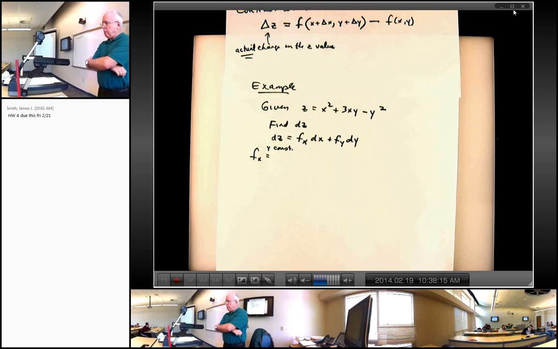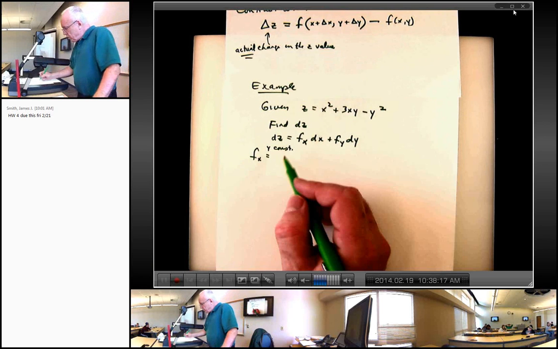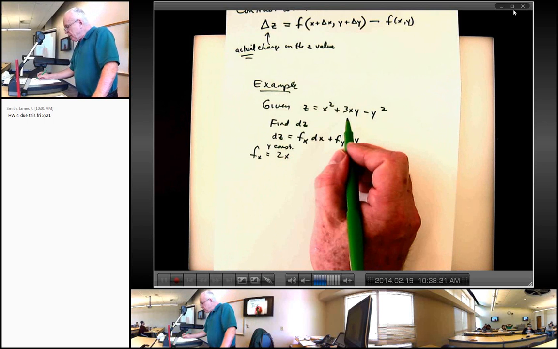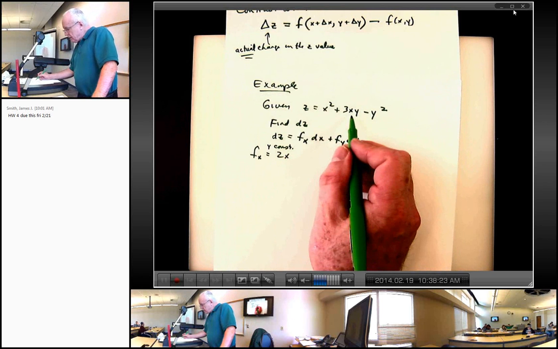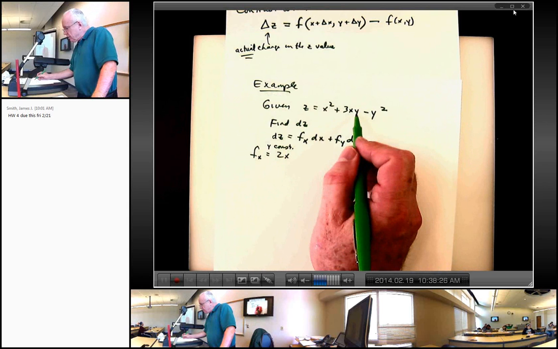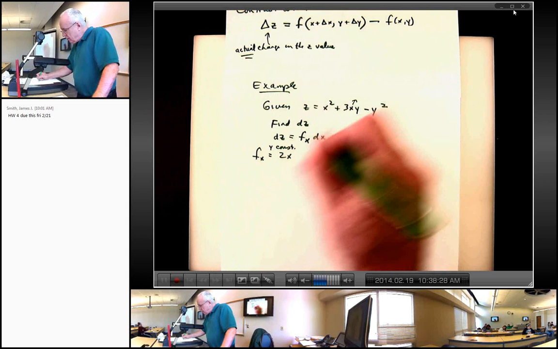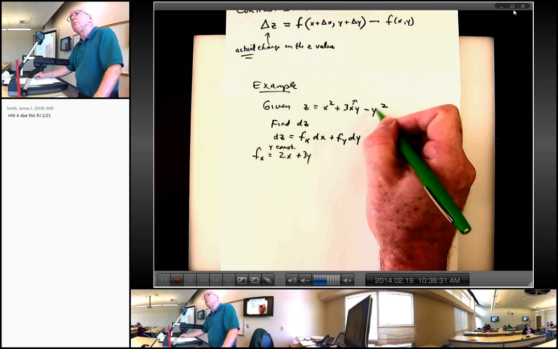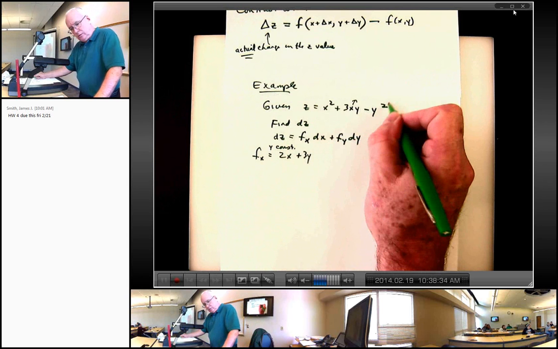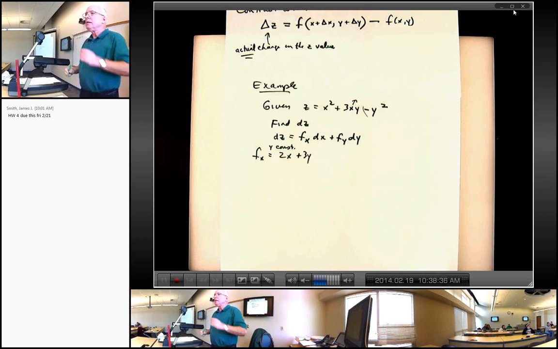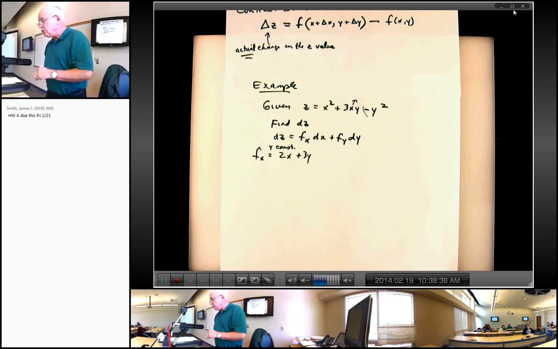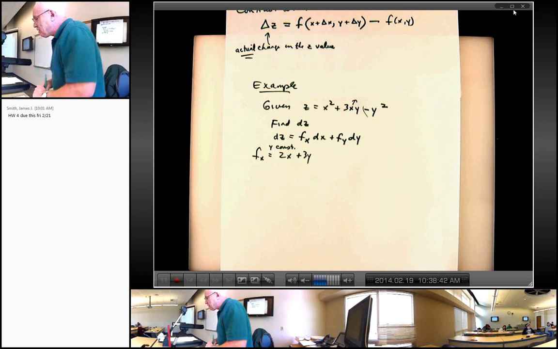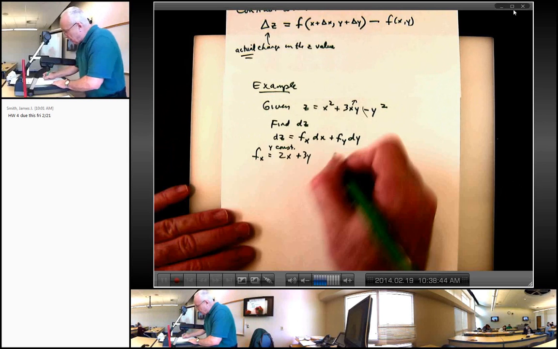Okay, 2x from the x squared. And then y is constant, so the x goes to a 1, so that's 3y. And then, wait a minute, what about this here? Yeah, it goes to 0. So did you say 2x plus 3y? Okay. So that's fx, and then fy.